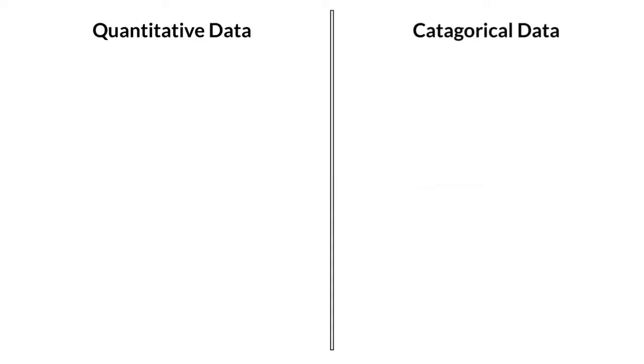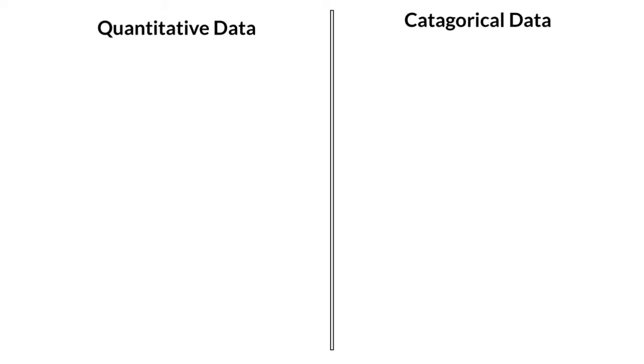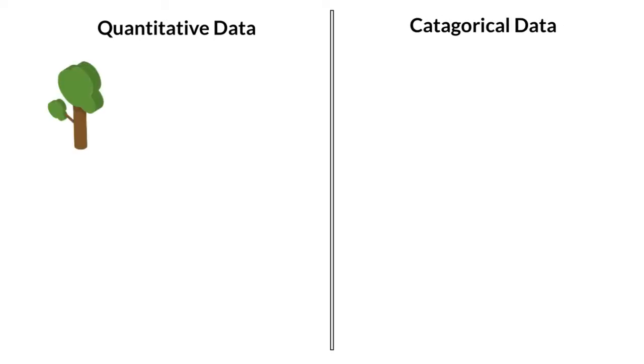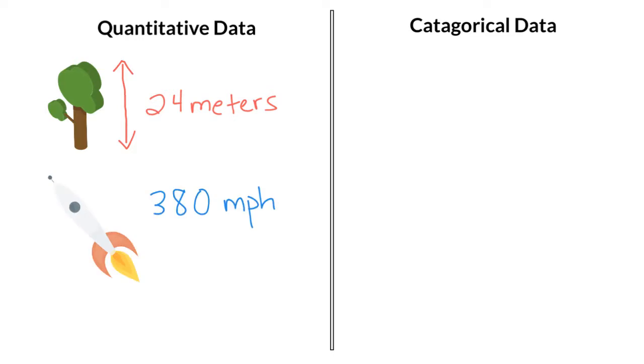In this video, we're going to look at the two different types of data, the first being quantitative, the second being categorical. Quantitative data is anything that could be a measurement or a number, like a count. This tree measures 24 meters. The speed of this rocket could also be another example of quantitative information.